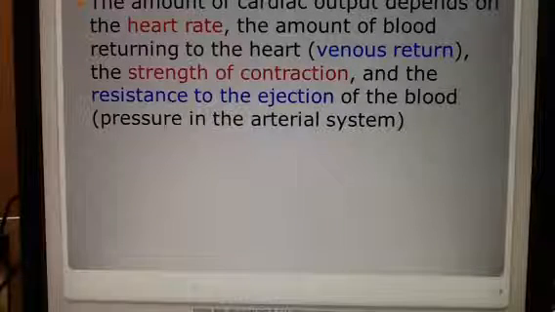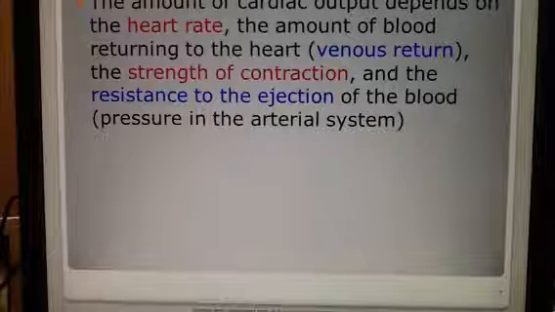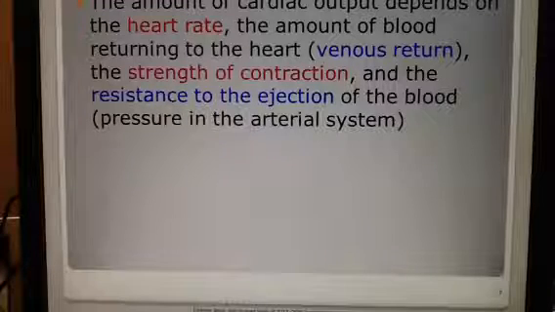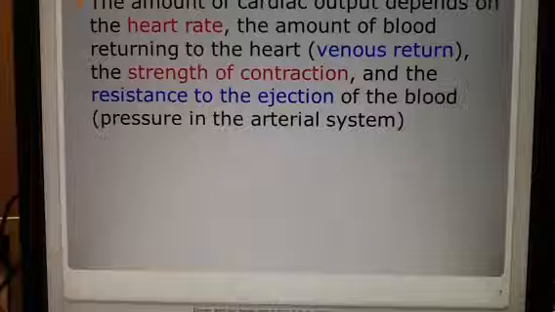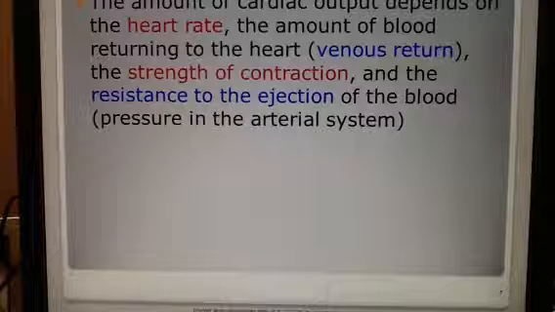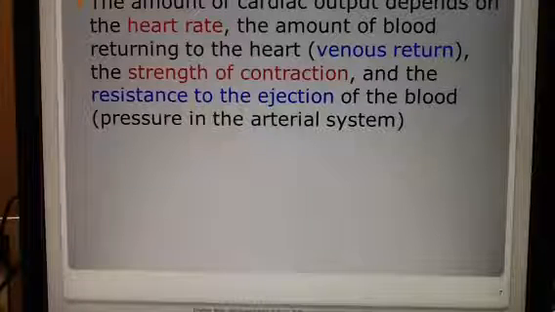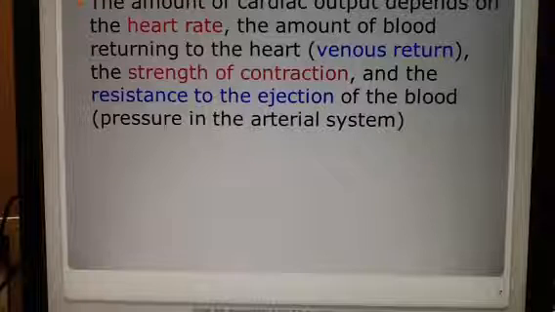The amount of cardiac output that we just talked about depends on several different things. It can depend on the heart rate, how fast the heart is going or how slow. The amount of blood returning to the heart, which is the venous return. If we don't have a whole lot of blood returning back, then the output's going to be lower. The strength of the heart contraction, so if we have a weaker heart, if our ejection fraction is lower, then we're going to have a lower cardiac output. And the resistance to the ejection of the blood. So if our pressure in our aorta is really high, the heart is going to have a harder time pushing out blood, and therefore the cardiac output is going to be lower.